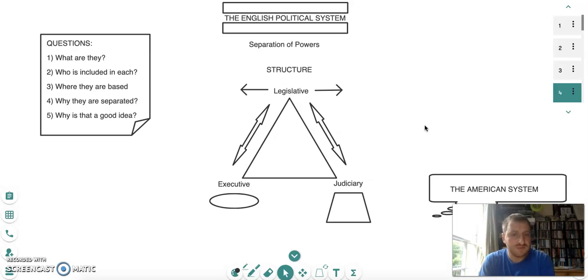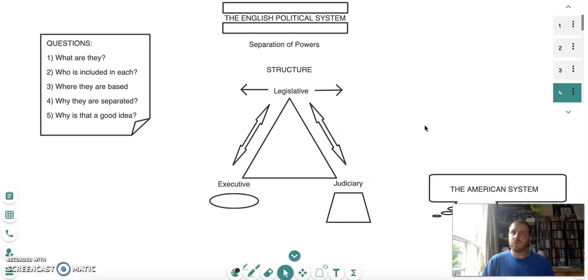Now, we've got some questions we're going to run through, and as I say, if you ever have any more questions, you want me to explain anything, please let me know. So these three branches are meant to be separated, and together they're meant to keep the other ones in check so that we have a fair democracy, which is of course the system that we have in place in the UK. So what are they? Well, what do you think they are?